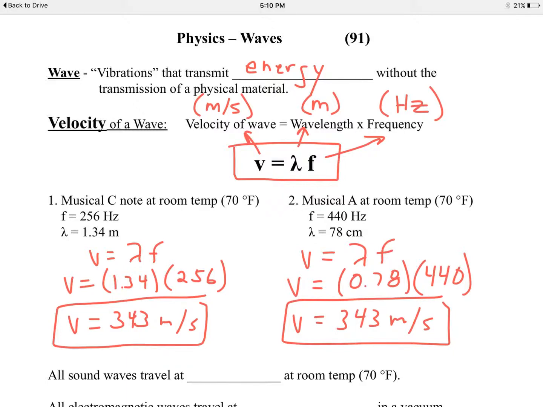All right, so all sound waves travel at 343 meters per second at room temperature, a comfortable temperature, 70 degrees Fahrenheit. If you do the conversion here, that's 769 miles per hour. That's sometimes called the speed of sound, or Mach 1. Mach 2 would be twice that speed. We'll talk more about that later.